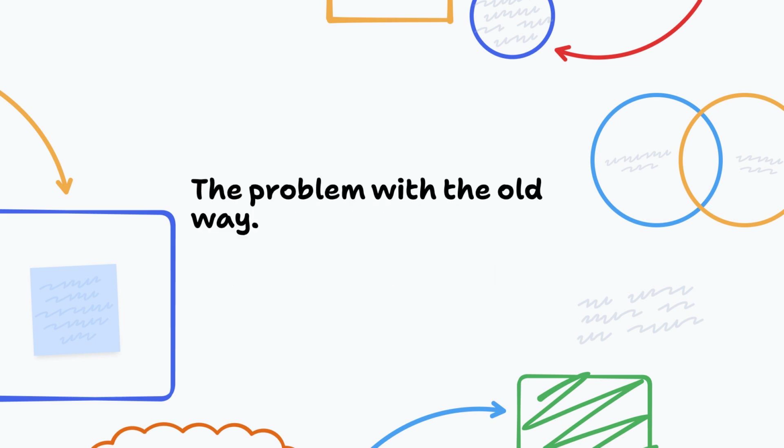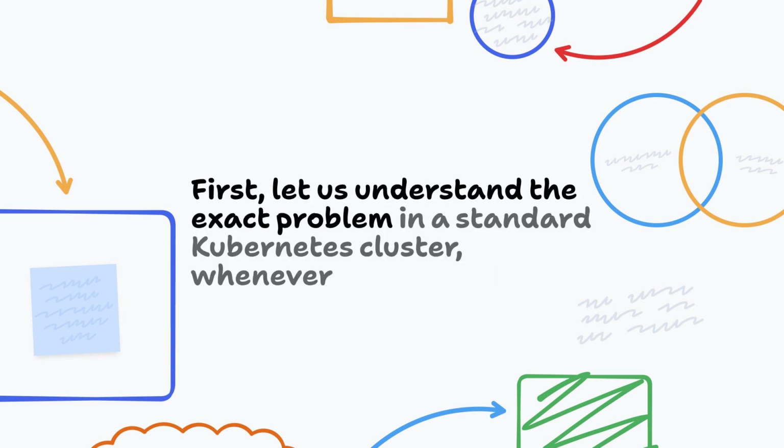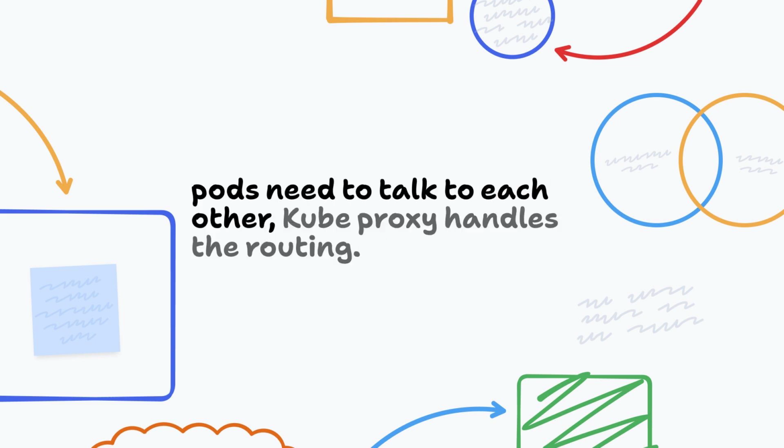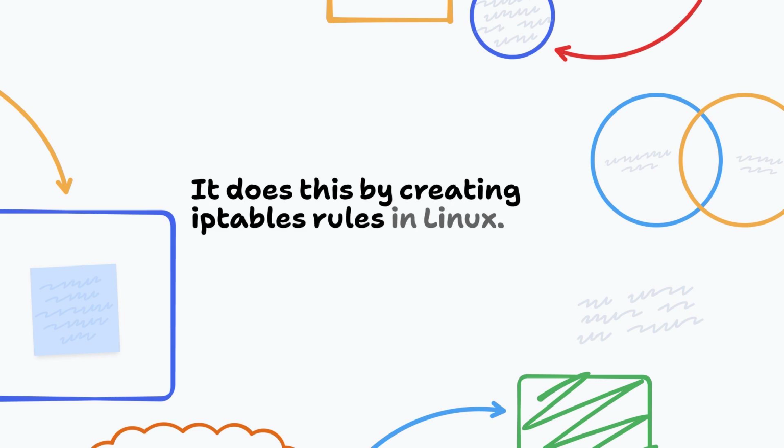The problem with the old way: first, let us understand the exact problem. In a standard Kubernetes cluster, whenever pods need to talk to each other, kube-proxy handles the routing. It does this by creating iptables rules in Linux.